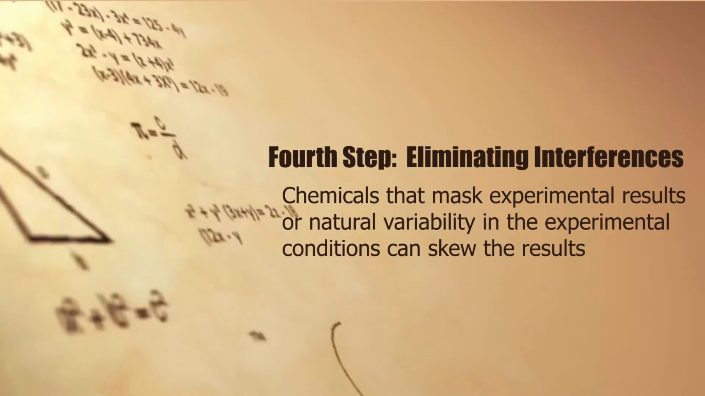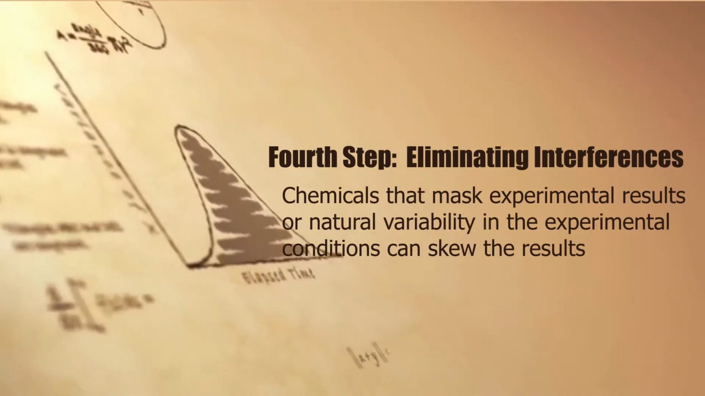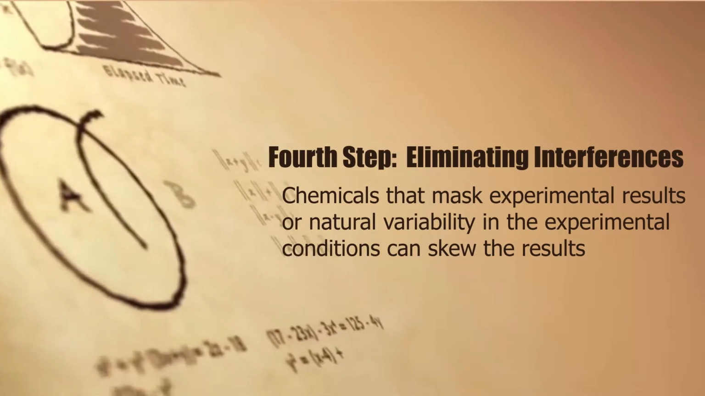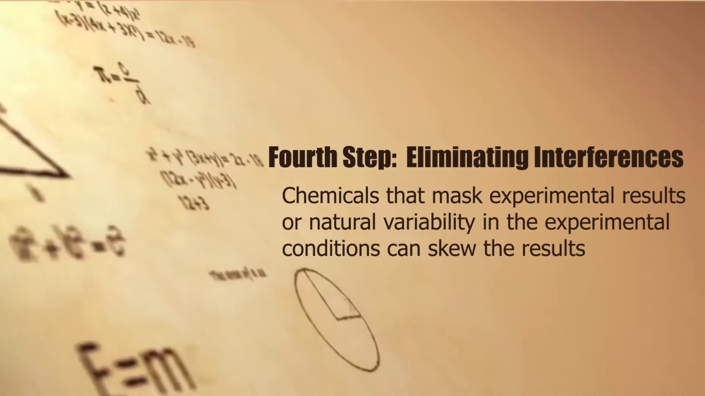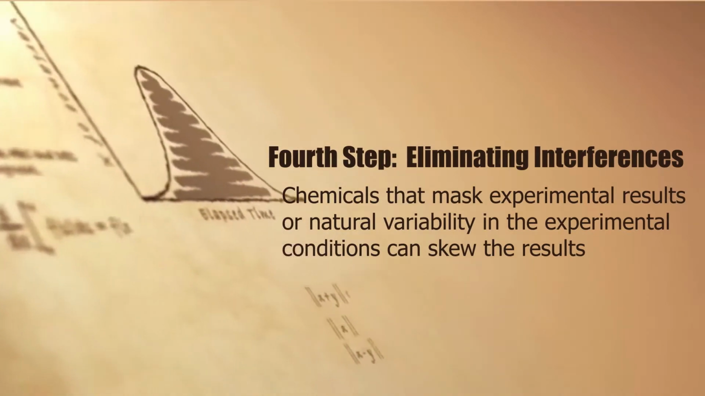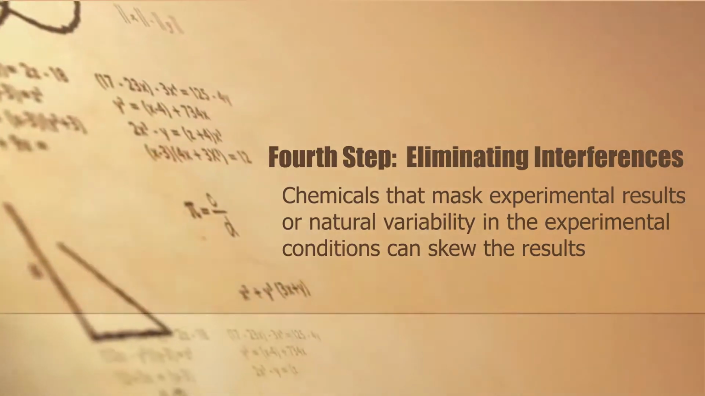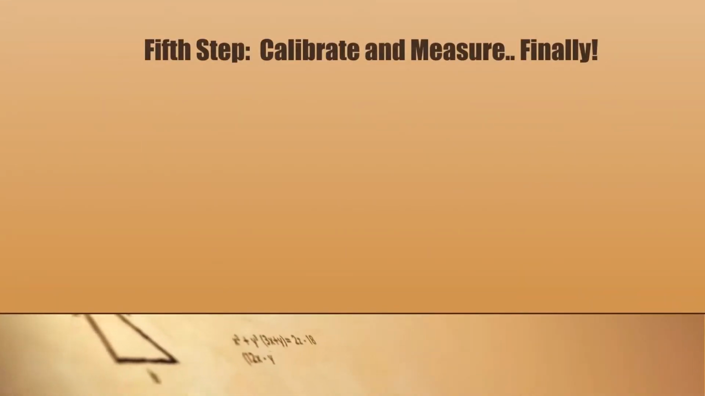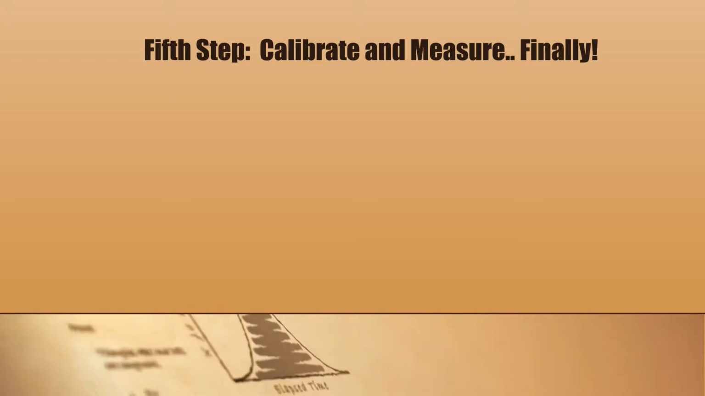In the golf analogy from the last lecture, there will be wind and humidity effects that will alter the flight of the ball. In both examples, the interference can't be ignored and must be compensated for when we make the measurement and represent the truth. The fifth step is to calibrate our measuring devices and make measurements, finally.